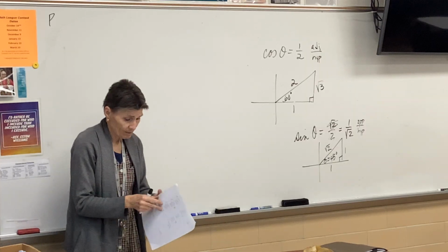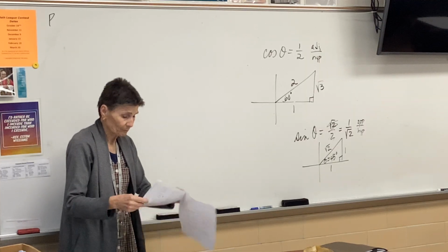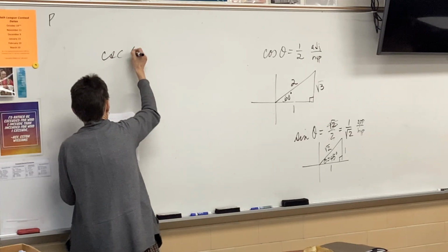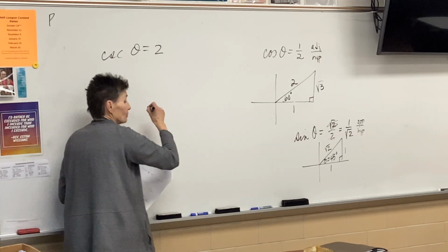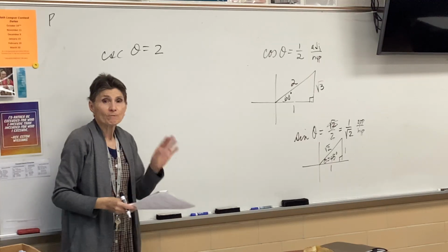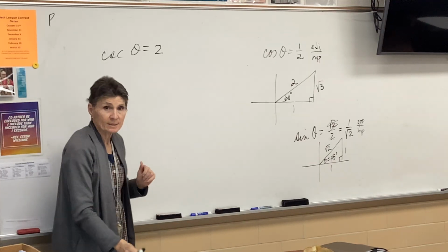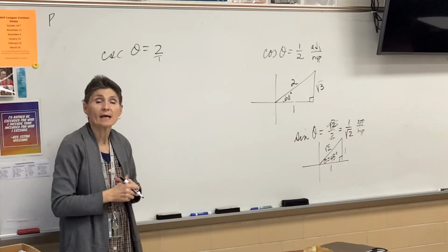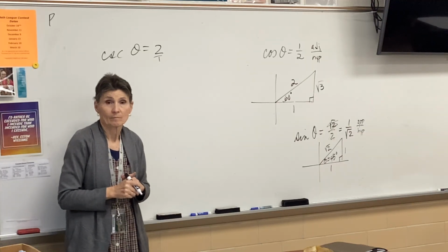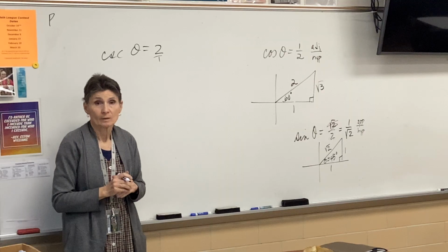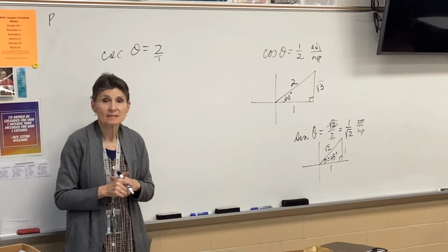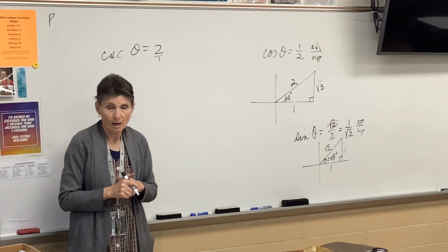Okay, so let's see. Cosecant is 2. Now, all of your functions are fractions, so if you want to think about that as 2 over 1 for a moment, you can. Cosecant is the reciprocal of the sine.